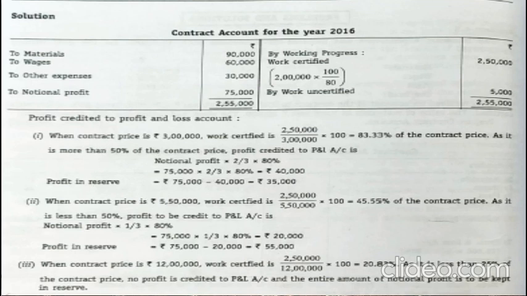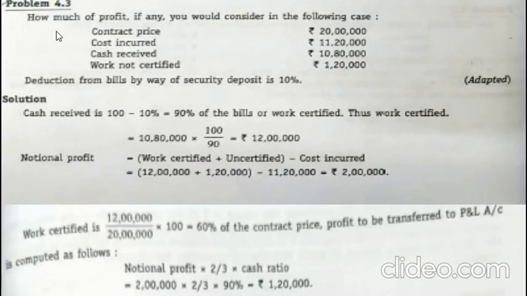So the next problem we will be discussing is problem 4.3. How much profit, if any, would you consider in the following case? Contract price 20 lakh, cost incurred 11 lakh 20,000, cash received 10 lakh 80,000, work not certified 1 lakh 20,000. Deduction from the bills by way of security deposit is 10%.